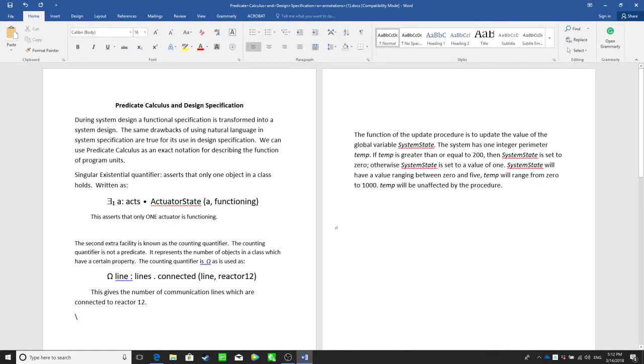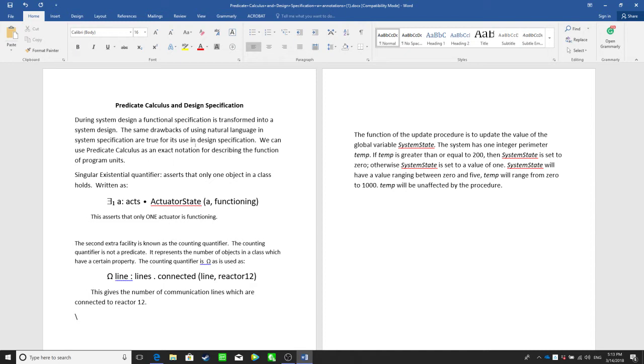This is about how we can specify a function of your program. We all learned the two quantifiers, right? The reverse E, which is there exists, and the upside-down A, which is for all. Here we have another two.